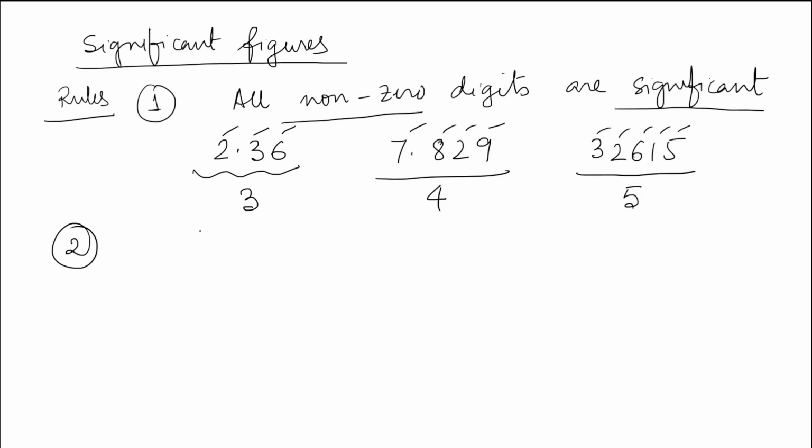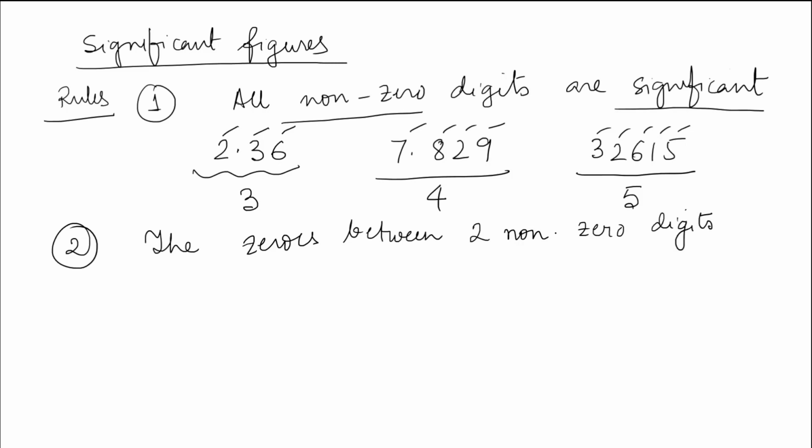So let us learn about the rule number 2. So what is rule number 2? The zeros between two non-zero digits, the zeros between two non-zero digits are significant. I repeat, the zeros between two non-zero digits are significant. So let us take the example 806. 8 और 6 के बीच में है 0. So the number of significant figure is 3.